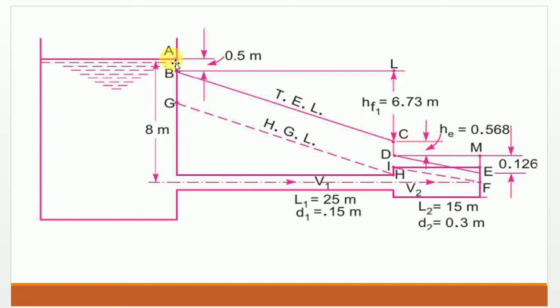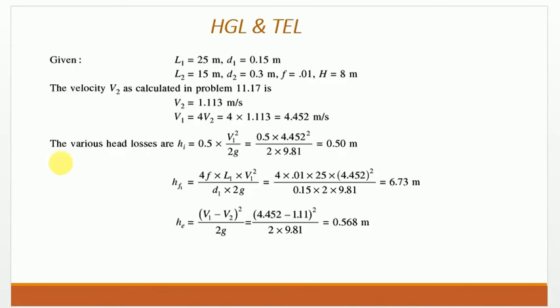At this point, the total energy is 8 meter. When the fluid enters into the pipe, due to the inlet there is some loss, which is 0.5 meter. So from here we're going to draw 0.5 meter. Then throughout this pipe length we have a head loss due to friction, which has been found out to be equal to 6.73 meter.